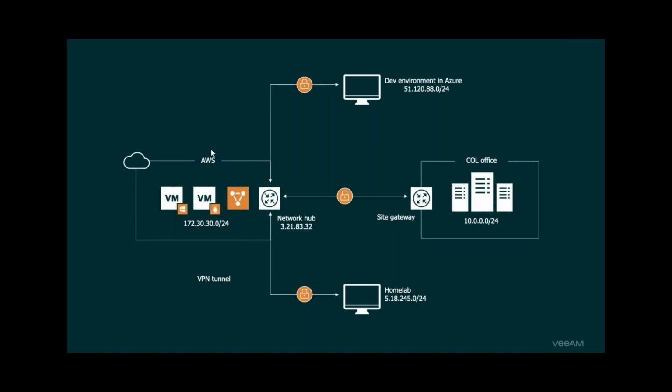So essentially, my plan is to deploy a Veeam PN central hub in AWS. I could do it in Azure, but I prefer AWS. And I'm going to connect it to my remote office, which is in Columbus, Ohio. And I'm going to connect it to my home lab and to an Azure environment, which I'm going to use for development purposes. So anyways, this is the plan.